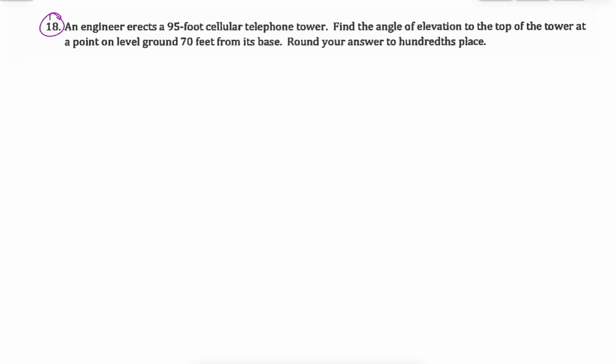Let's take a look at what it says. It says an engineer erects a 95-foot cellular telephone tower. So we're going to have this tower. Find the angle of elevation to the top of the tower. So let's make a triangle. I'm really good at triangles. From the point on the ground 70 feet from its base. Round your answer to the nearest 100th place. So we're looking for that angle of elevation. Now remember, an angle of elevation is always from the base looking upward. It is always from the bottom looking upward.